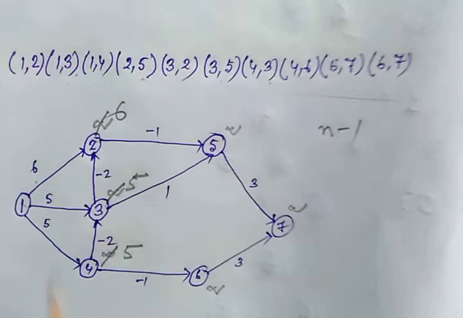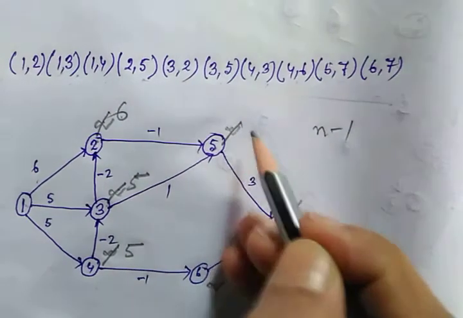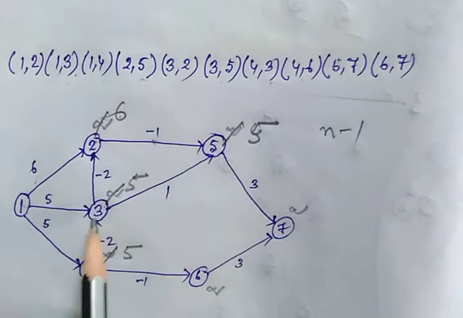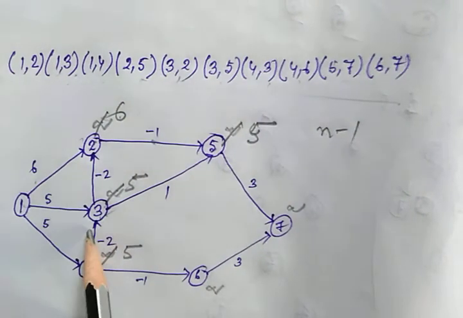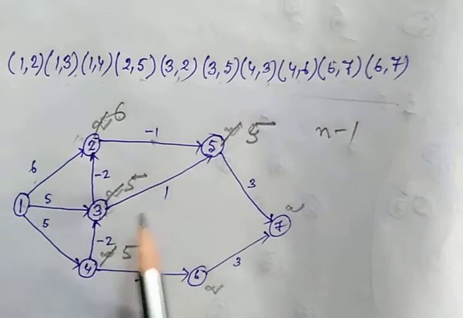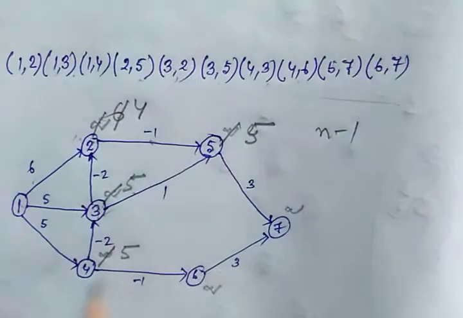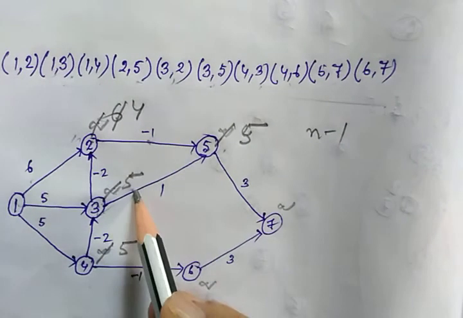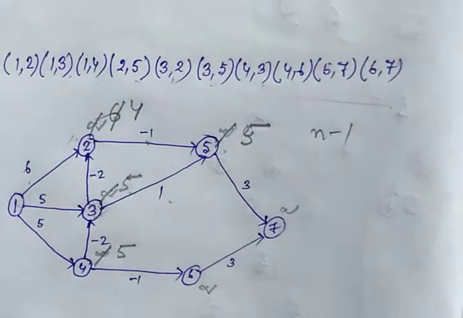Now next is 2 to 5. 2 to 5 means 6 minus 1, that is 5. Then 3 to 2: 5 minus 2, that is 4. Next is 3 to 5: it was 5 plus 1, that is 6. So 6 is greater, so we cannot put it, and it stays 5.